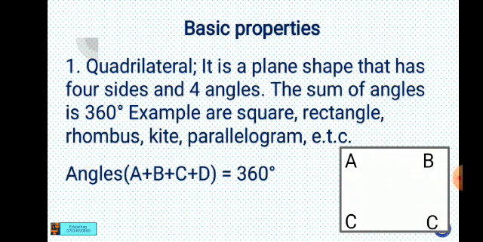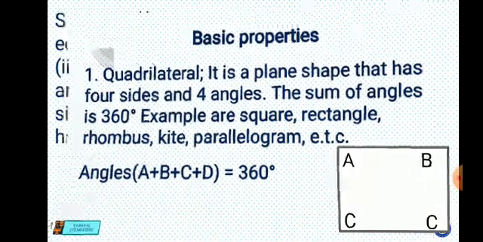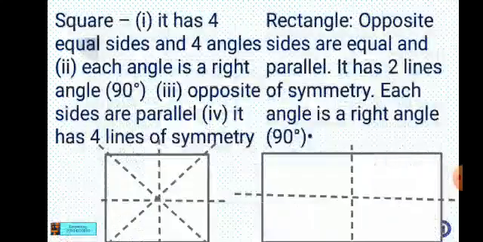When I say the sum of angles in a quadrilateral is 360 degrees, that is, if you see this diagram now, angle A plus angle B plus angle C plus angle D is equal to 360 degrees. A plus B plus C plus D, according to how I drew the diagram, is equal to 360 degrees. The basic properties of each of the quadrilateral.